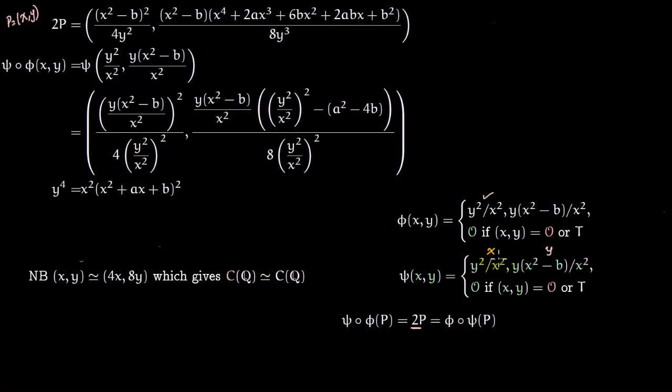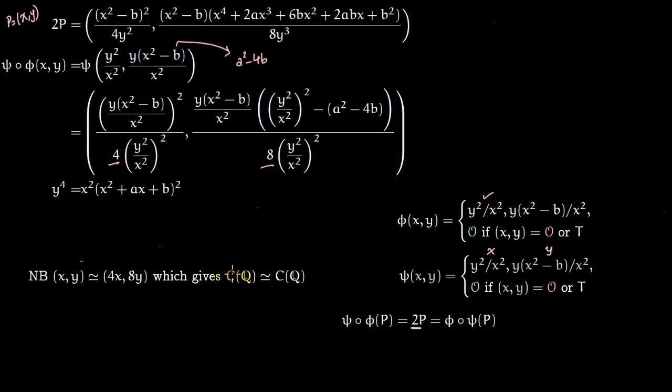So x is y square over x square. Instead of x square, you write y square over x square. Plug this in here; this square comes right here. For y square here, you have this entire thing: y times x square minus b over x square, and this square comes here. Similarly here, for x, you write this entire thing, and for y, you write this entire thing. Again for x, we had set b equal to a square minus 4b before. So that's what you write.